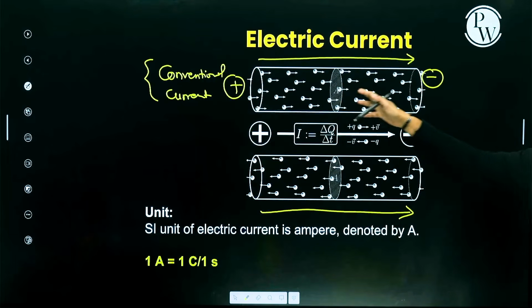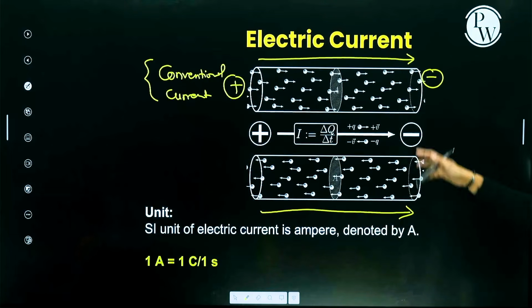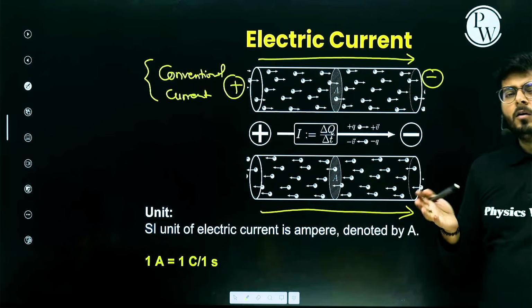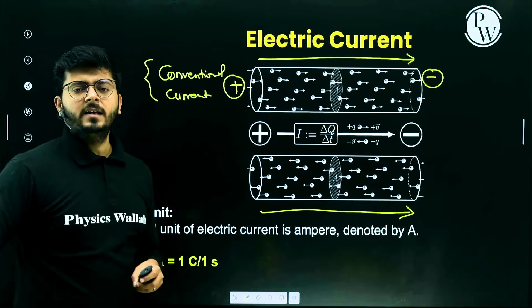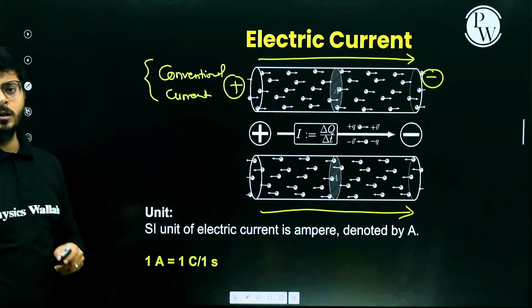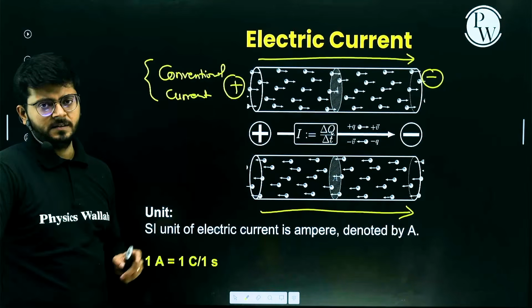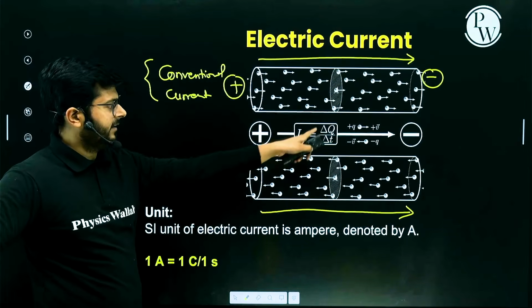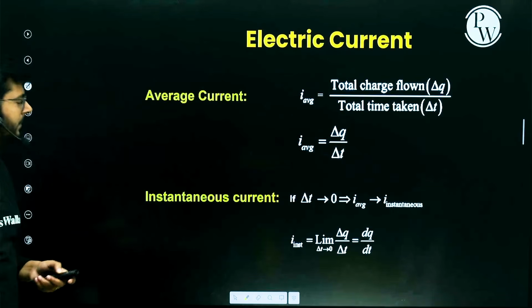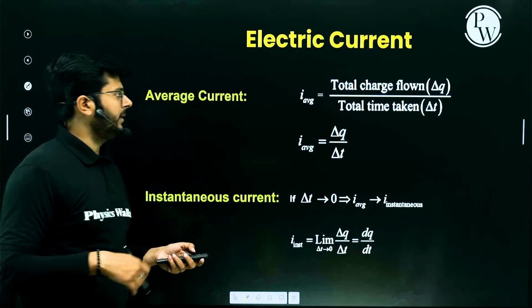So the current due to the positive charge is called conventional current. This is called electronic current, or simply the current due to the electrons. But what we assume is that the current is always flowing in the same direction as the positive charges. Okay, so current is dq by dt, delta q upon delta t. The unit of current is going to be ampere.